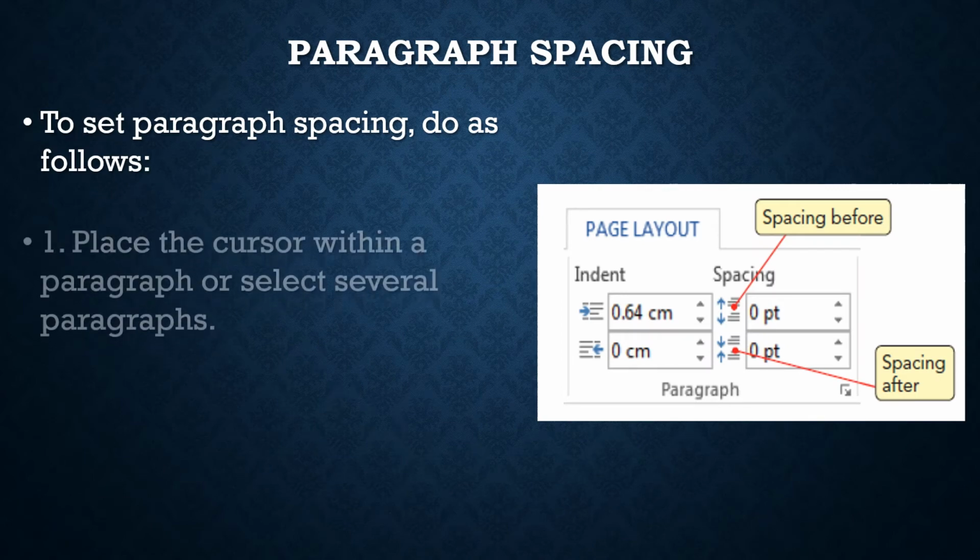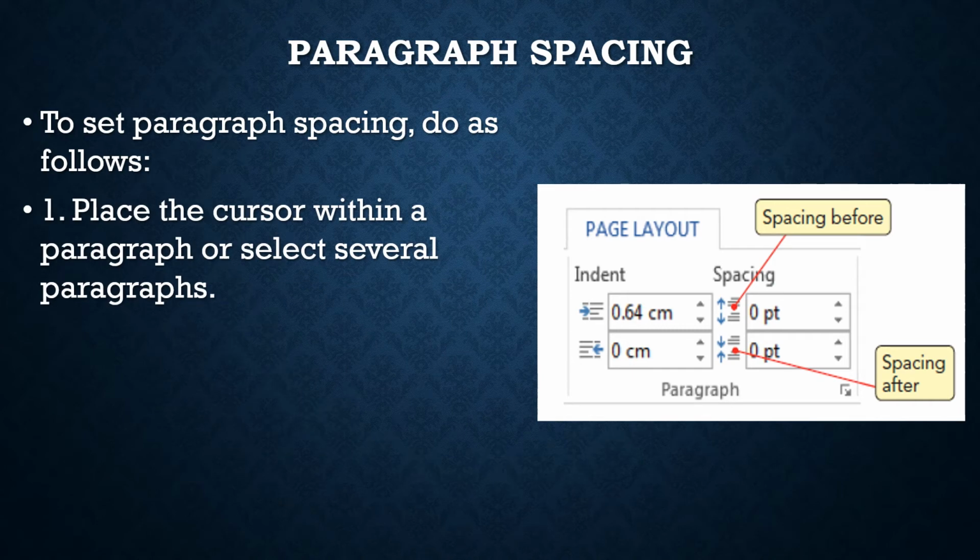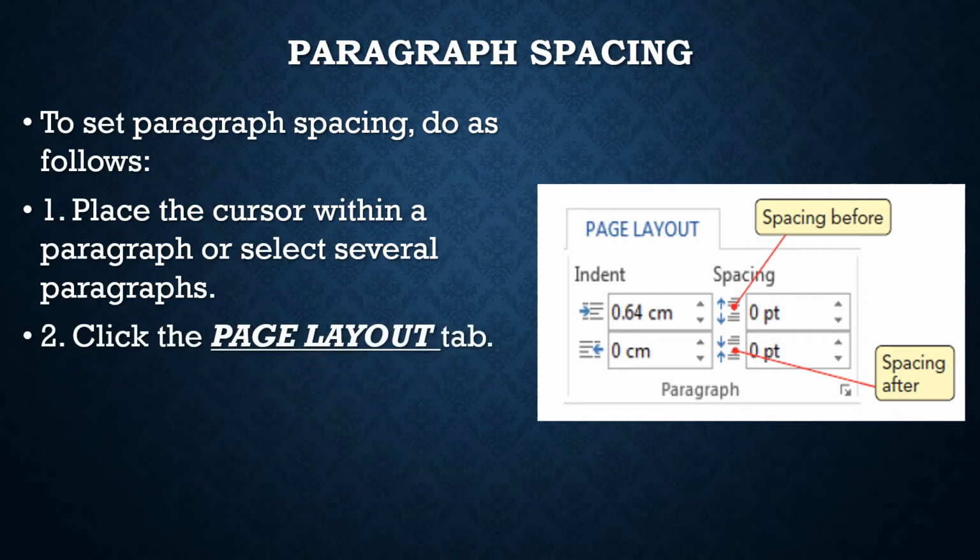Let's see the steps to set the paragraph spacing. The first step, place the cursor within a paragraph or select several paragraphs. So first you have to place the cursor in which paragraph you want to do the formatting. You can select that paragraph or you can place the cursor in that paragraph. The next step, click the page layout tab. Here is the page layout tab. You have to click the page layout tab.